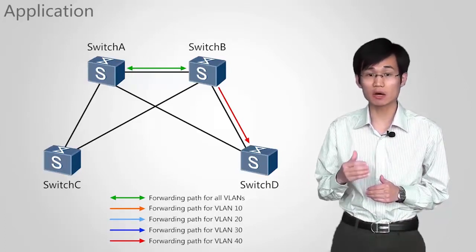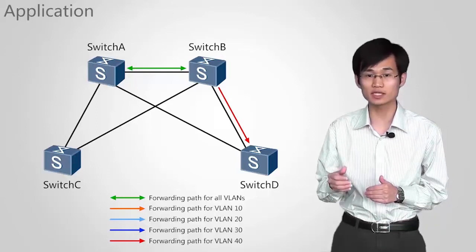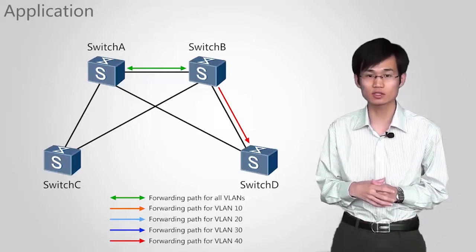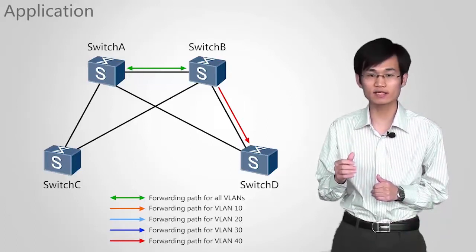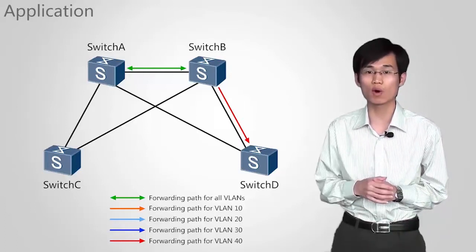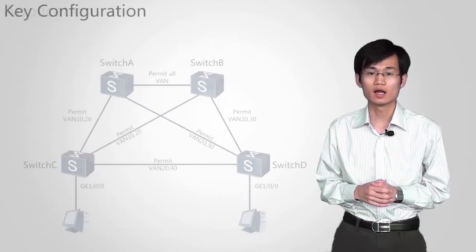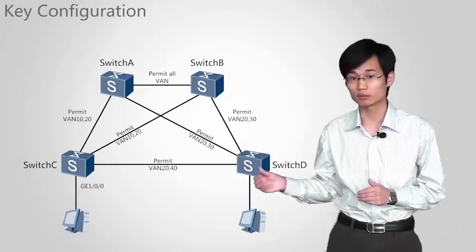After MSTP calculation is complete, packets from different VLANs are forwarded along different paths, which reduces the load of each link. In addition, each VLAN has a standby link. When the active link fails, the standby link works immediately. This prevents packet loss due to the link fault. The following figure is a typical MSTP networking diagram.